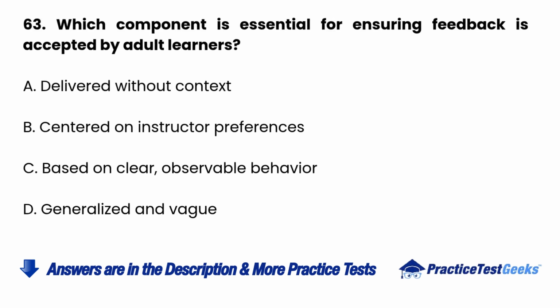63. Which component is essential for ensuring feedback is accepted by adult learners? A. Delivered without context. B. Centered on instructor preferences. C. Based on clear, observable behavior. D. Generalized and vague.